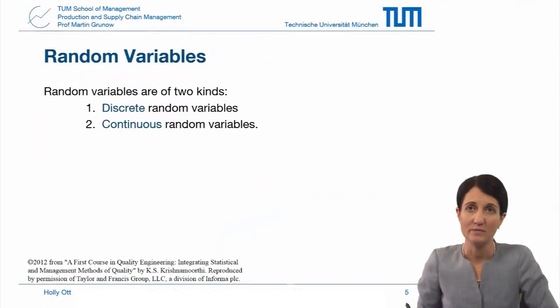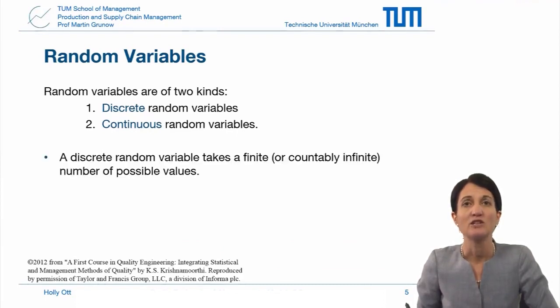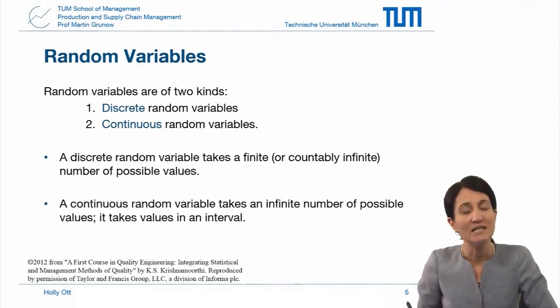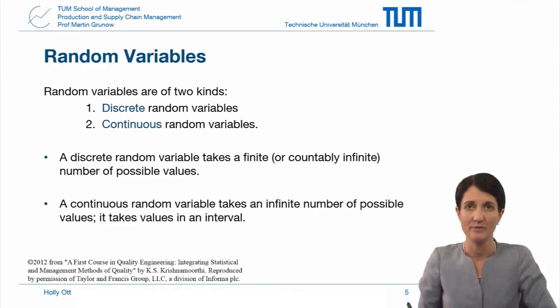And there are 2 types of random variables, either discrete random variables or continuous. A discrete random variable is one that takes a finite, which means countably infinite, number of possible values. Whereas a continuous random variable is one that takes an infinite number of possible values. So therefore, normally you take the value within some kind of interval. So let's look at our examples one more time.